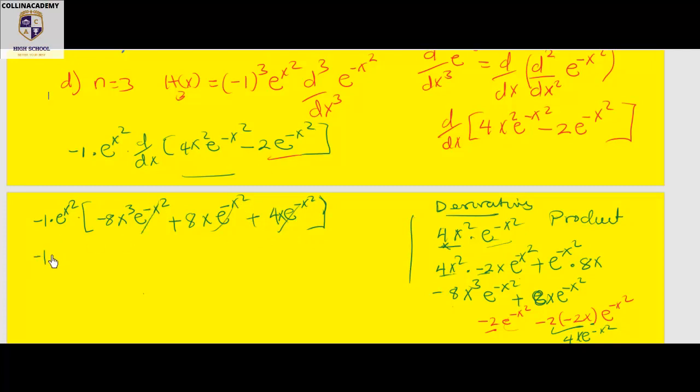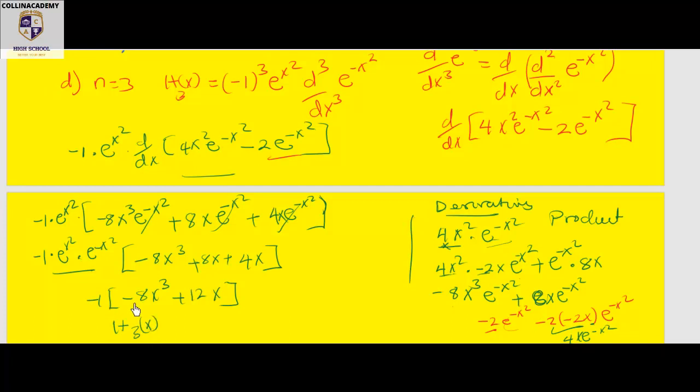so we have negative 1 times e^(x squared) times e^(negative x squared). We have negative 8x cubed plus 8x plus 4x, which gives us negative 1 into negative 8x cubed plus 12x. We open the bracket using the negative, so our solution H3(x) will be negative times negative is positive, that is 8x cubed, and then negative times a positive gives negative 12x. So we can continue.